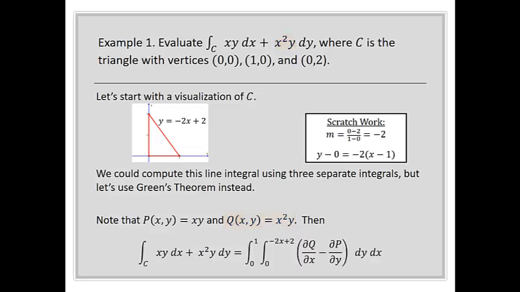So then, according to Green's theorem, the line integral of xy dx plus x squared y dy is equal to the double integral over that triangle of the partial derivative of q with respect to x minus the partial derivative of p with respect to y. And we're going to describe this triangle by letting x run between the numbers 0 and 1, and y run between the value 0 and that line, minus 2x plus 2. All right, let's go to a new slide so we have a little more room to work.